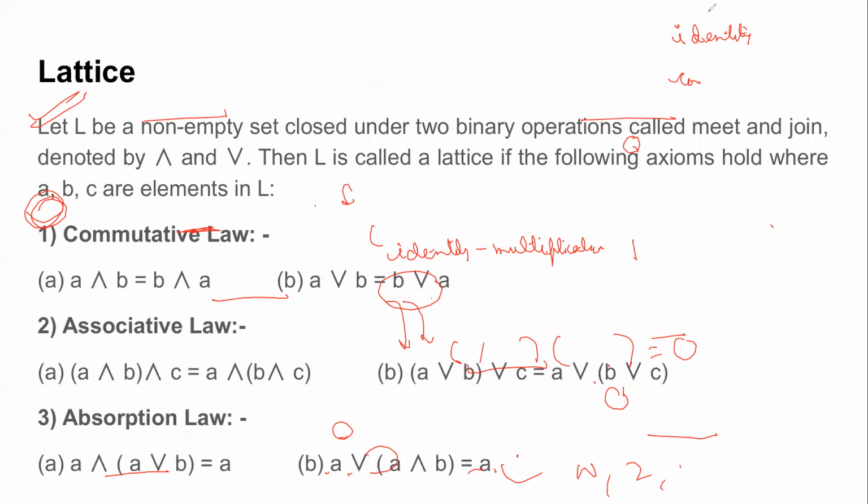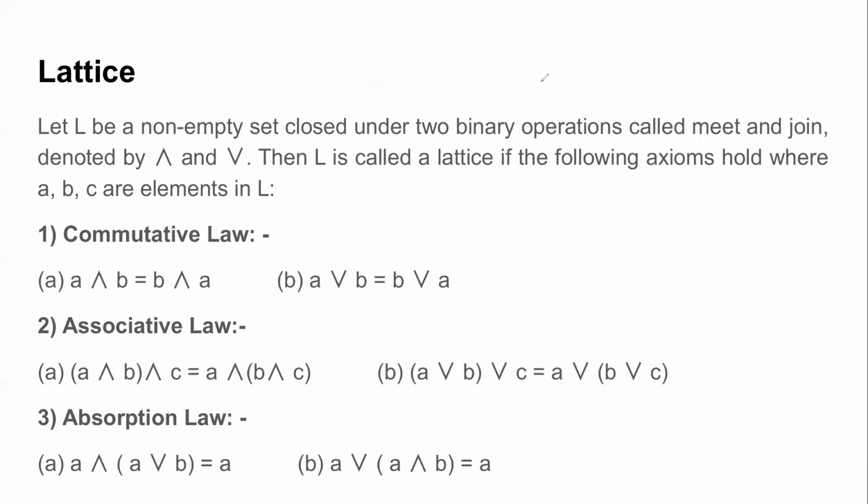Okay, so now coming to the last topic. This topic is actually from your first module, but it's very closely related to group theory. That's why I wanted to incorporate it here, and it is known as lattice. Let us quickly see what a lattice is. If you consider L to be any non-empty set, closed under two binary operations, meet and join, the intersection and the union, and if it satisfies the following laws: the commutative law, the associative law, and the absorption law.